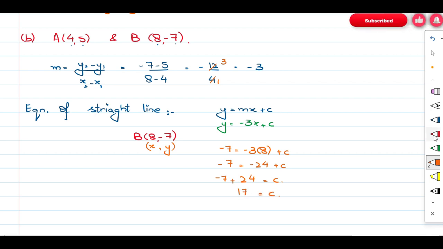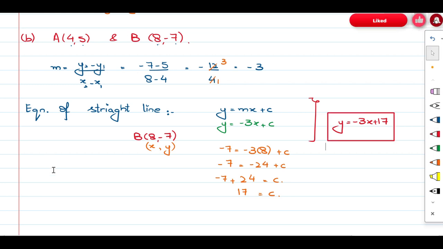So now we can say the equation of the straight line. In this case, y equals negative 3x plus 17. So this is the equation of a straight line in your part B. I hope this is clear now, right?